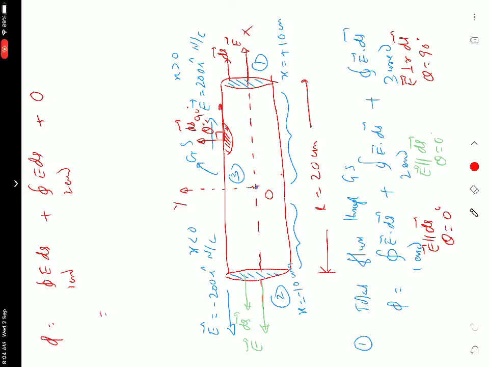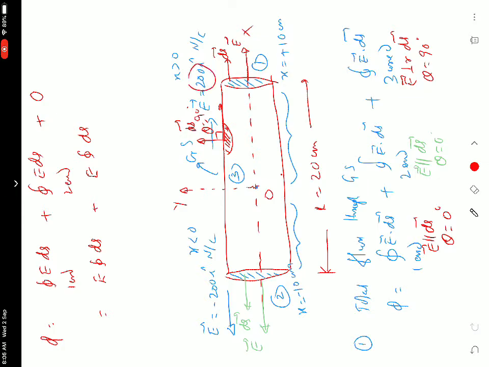Leave it. So this is equal to E, the value of E is constant, closed integral ds, plus E is constant, closed integral ds. The value of E is the same in both cases. What is the value of E here, Anshuman? In this numerical, what is the value of E?